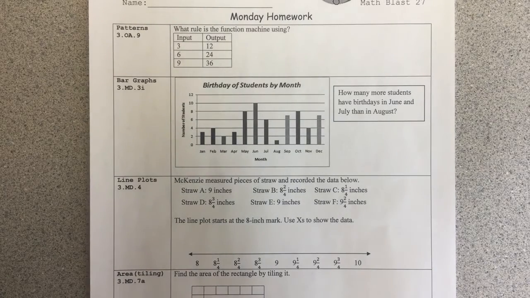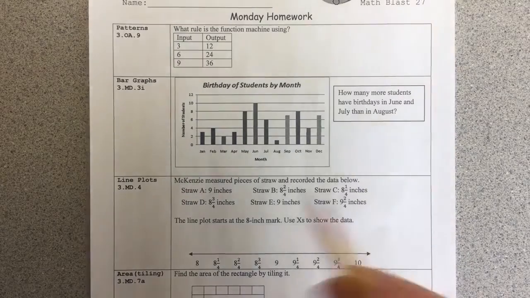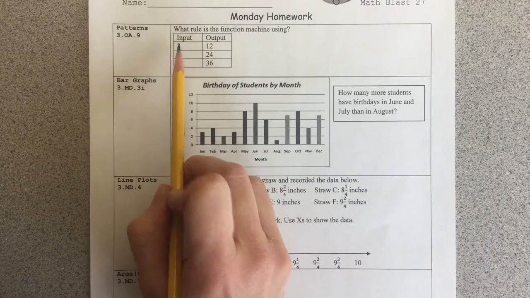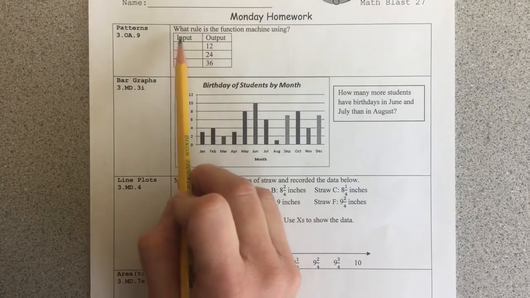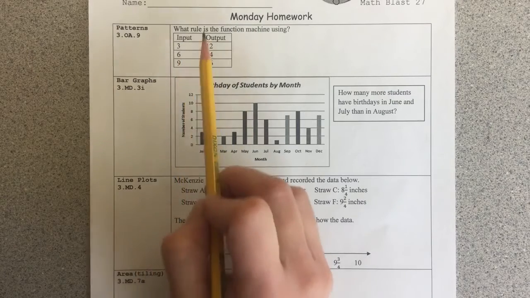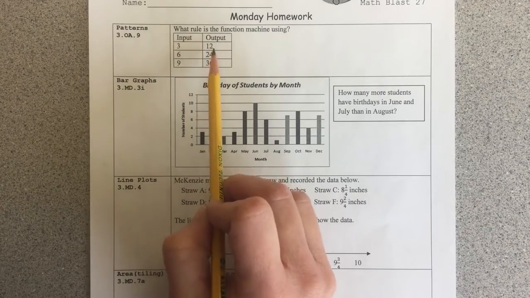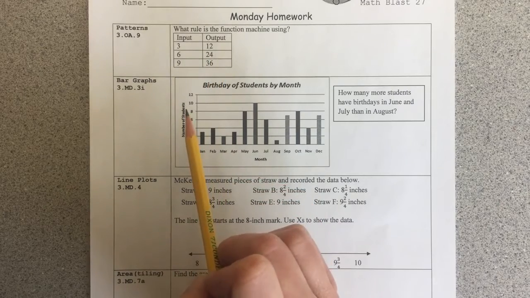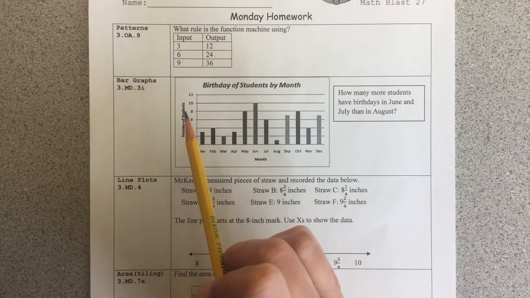Math Blast 27, Patterns. What rule is the function machine using? Well, in the input, I see 3, 6, and 9. And so when these numbers are put into the machine, what happens for the output numbers 12, 24, and 36 to appear? That's the idea here.